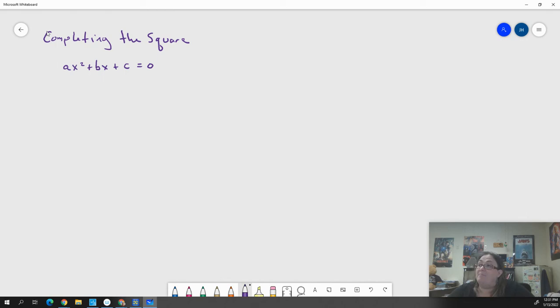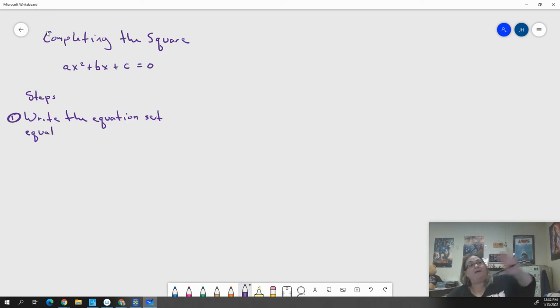The steps for completing the square, I will write down before we actually start. And they may not make sense until you actually see them in practice. But first, we want to write the equation set equal to 0. Basically put it in standard form. So if we have stuff on both sides of the equal sign, we want to have everything on the left-hand side so that it is set equal to 0 on the right-hand side.